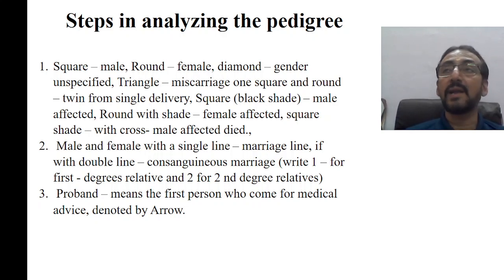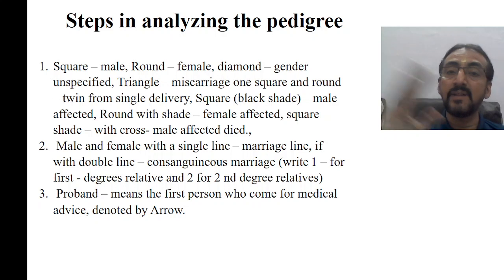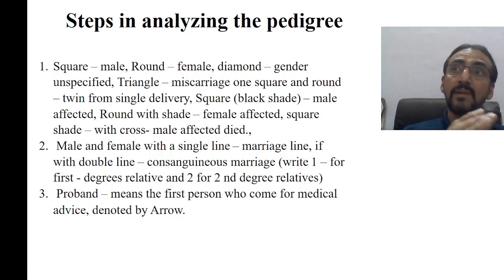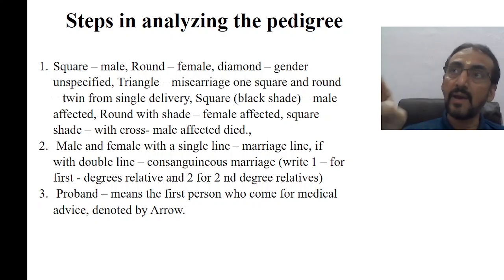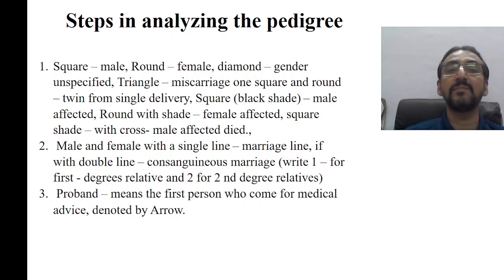If a square is shaded by black color, it indicates the male is affected. If a circle is shaded black, it indicates the female is affected. If the square is shaded and has a cross over it, that suggests the male is affected and has died. Similarly for the female also.